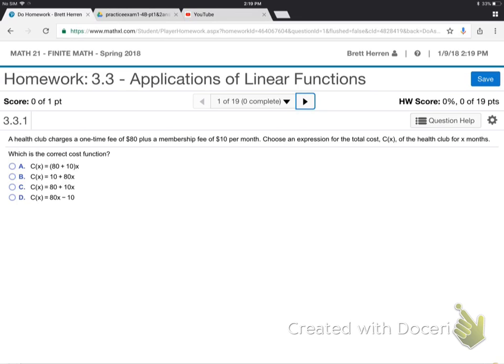So it's a one-time fee of $80, and it's $10 per month, and they're saying, what's X? Oh, X is the number of months on that. So, yeah, you guys are right. It's C. It's 80 plus 10X, isn't it? Let me help with that in case that's confusing.